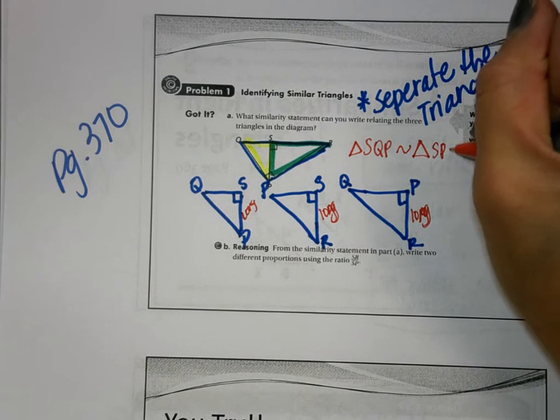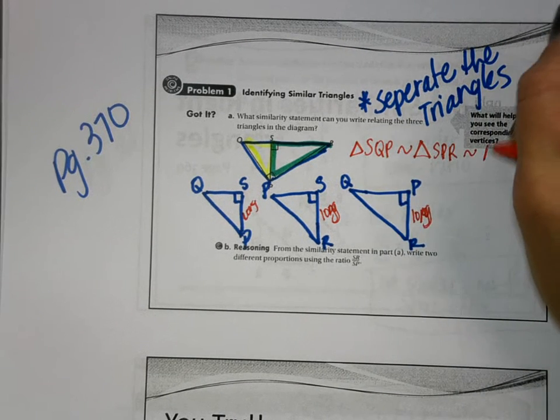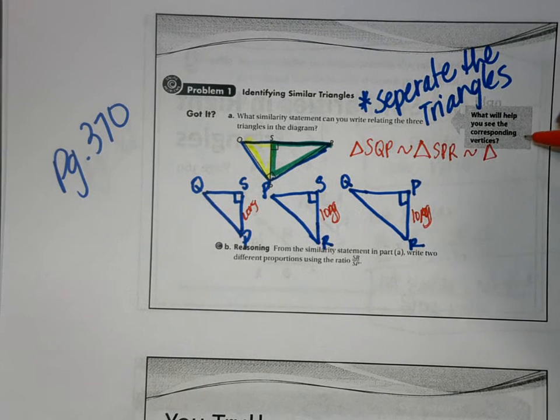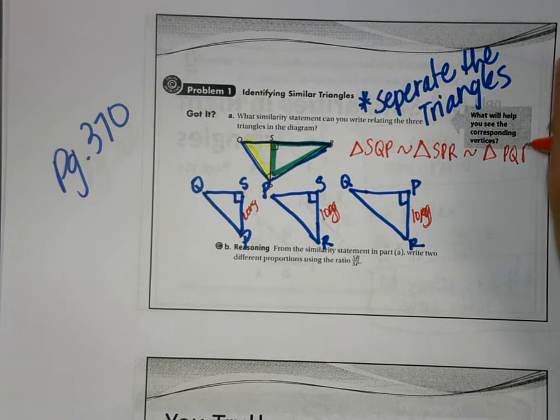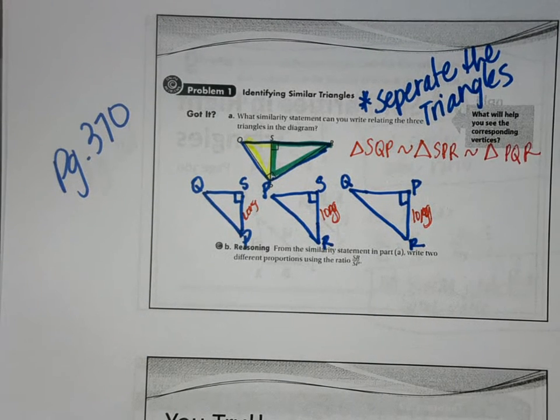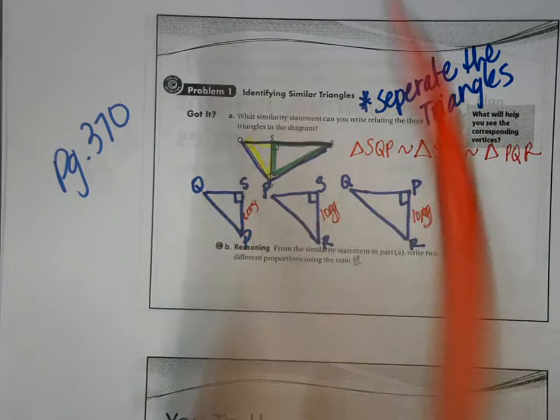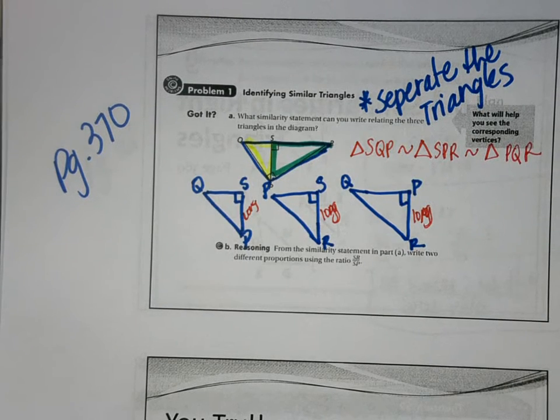SPR. And then the third one is triangle PQR. And that's your similarity statement. So if you are able to separate them and write them where they're all in the same order, it makes writing those statements pretty easy once you have written the triangles. Yes?